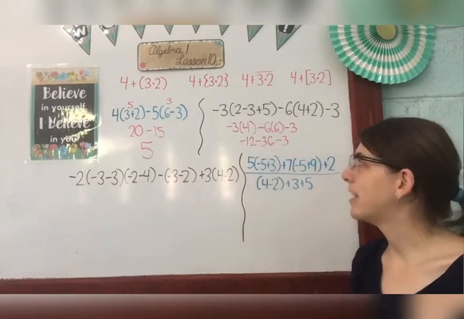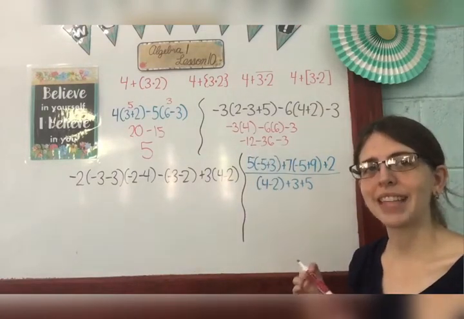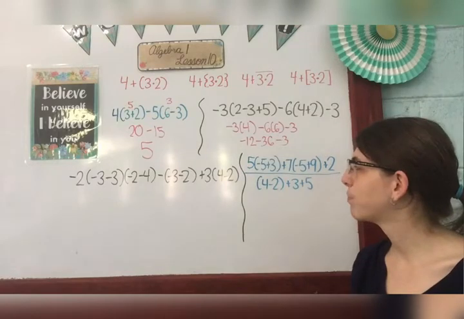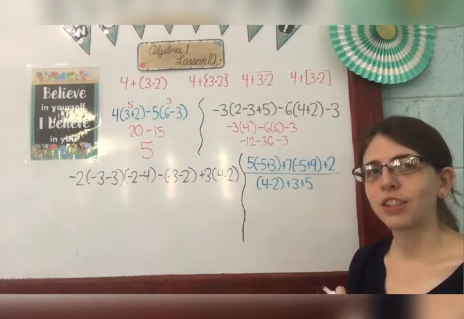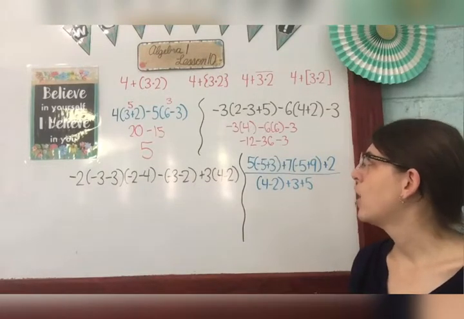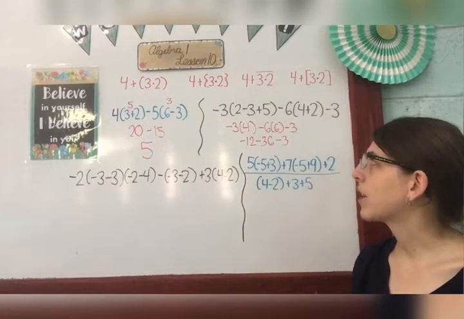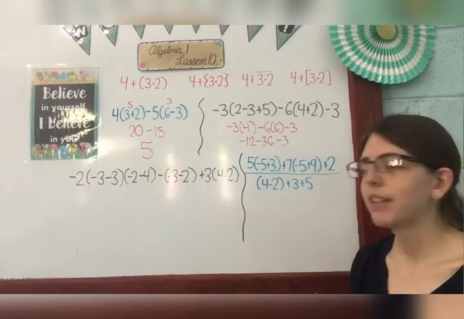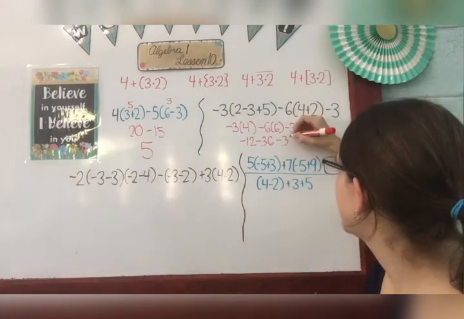Negative 12 minus 36. Remember, that's the same as adding a negative 36, because when our signs are the same, we just add and keep the sign. So that would be negative 48 minus 3, so that's negative 51.